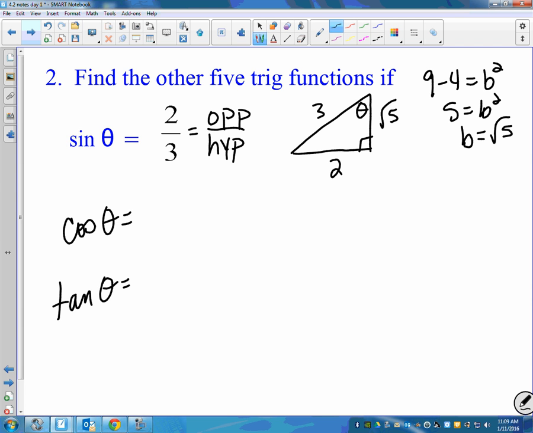So cosine is adjacent over hypotenuse, so that's going to be the third of 5 over 3. And tangent is opposite over adjacent, so that's going to be 2 over square root of 5. And I want to talk about this for a minute.